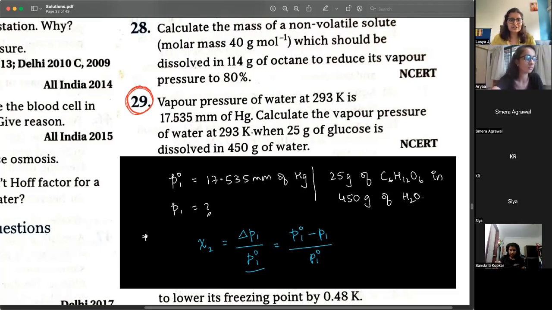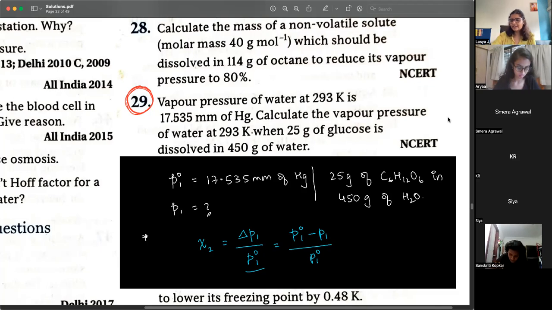Yeah. See, I checked, your vapor pressure lowering is not that much. 17.535 became 5305. Check calculations here. It should be a lot lower than that. Kaveri, it won't be that much. 17 does not become 3.